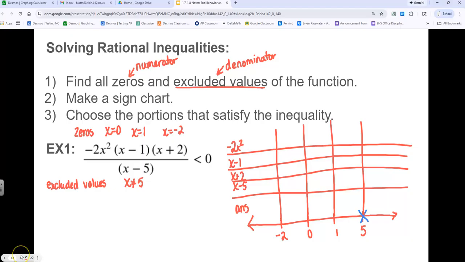Now, for negative 2x squared, when I plug in a number and I square it, it will make that number positive, right? But then I'm multiplying it by negative 2. So what am I going to get for this whole top line? Negatives all the way across. Because no matter what number I plug in, I'll get a negative 2 times a positive number, which will give me a negative number.